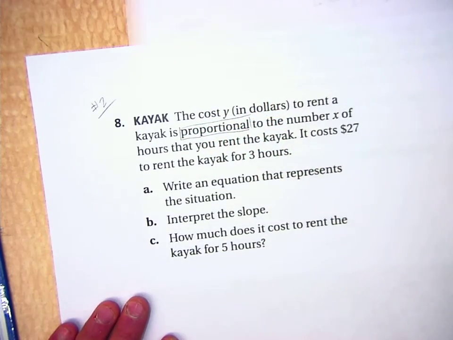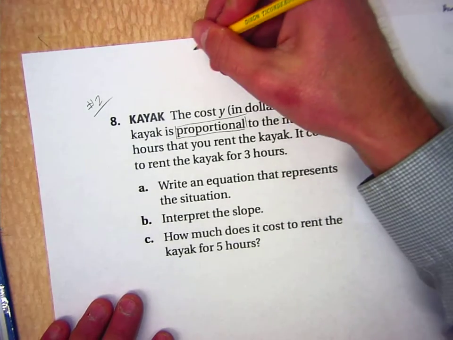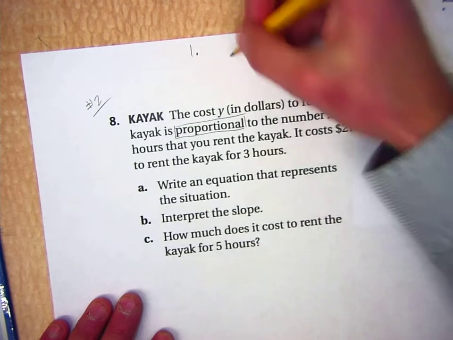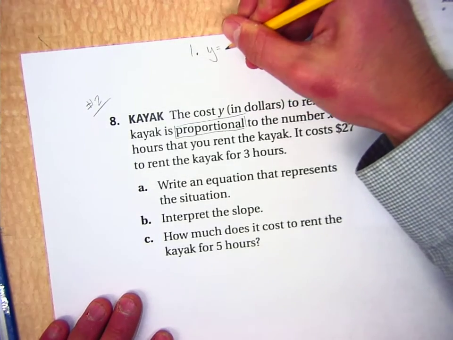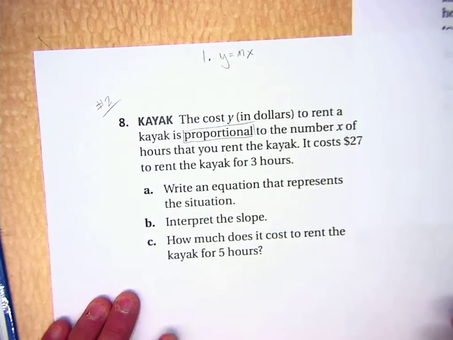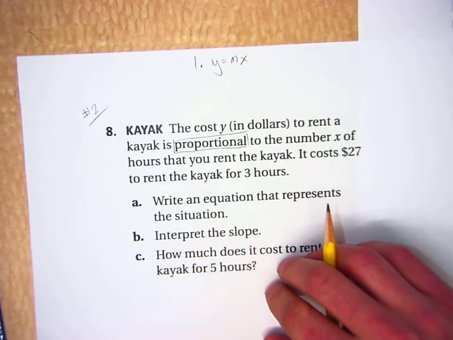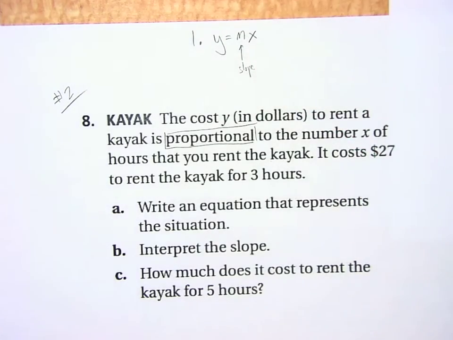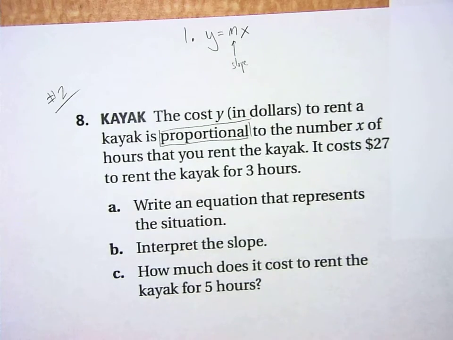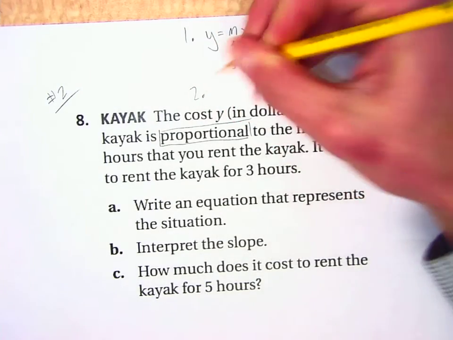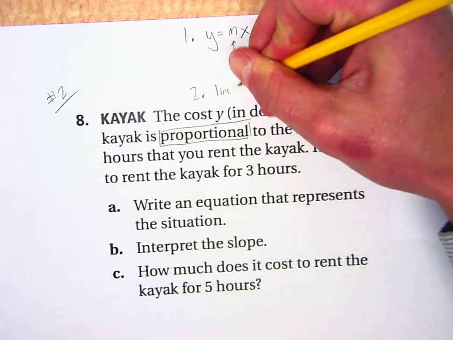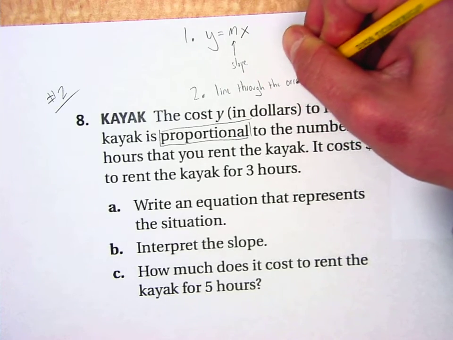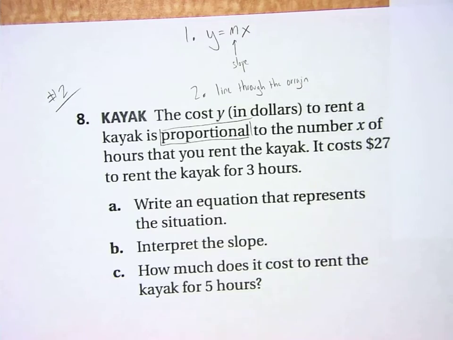This was supposed to tip you off to two things. The first thing is this is a direct variation equation, just like what you see on the board. I know the equation has to look like this: y is equal to mx, where m is your slope. The other thing that this tips you off to is that this is a line that's going to go through the origin.